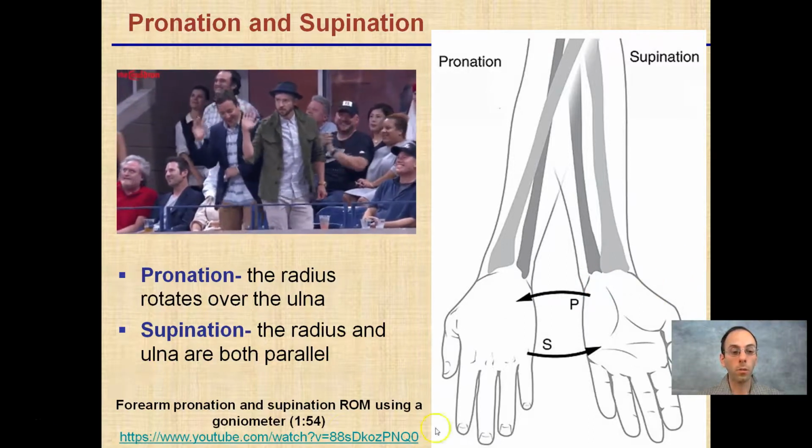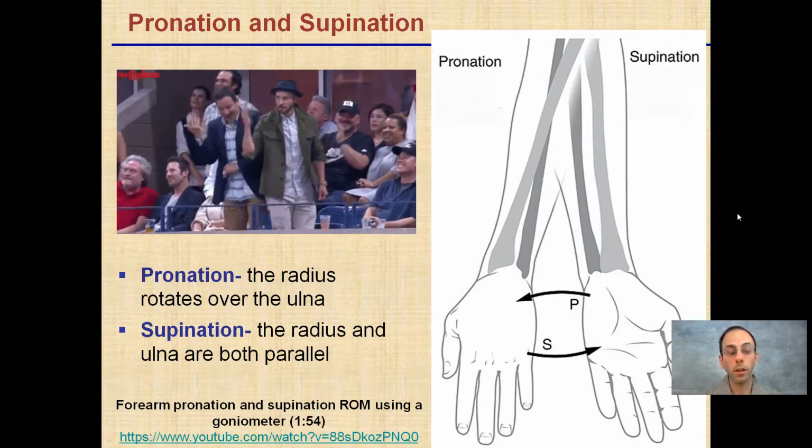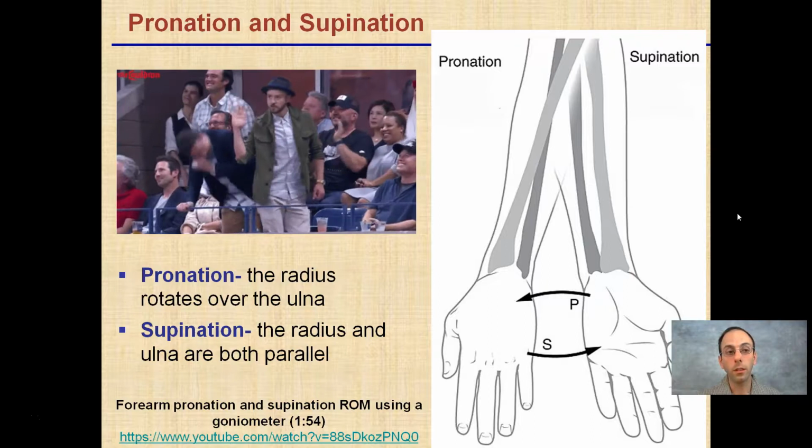There is also another video on the forearm pronation and supination there. Hopefully you found this lecture a little bit unique, interesting, and memorable.